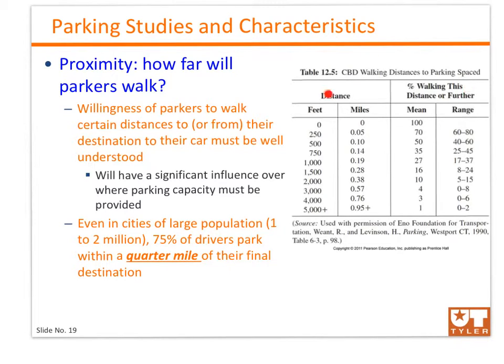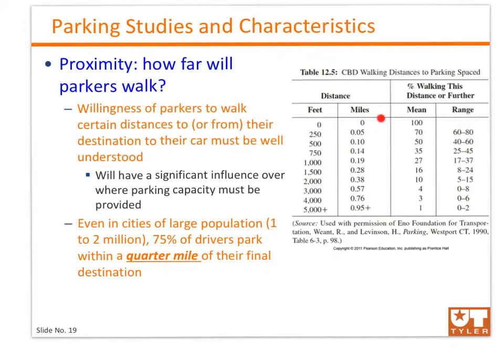So for example, let's take a look at this table here. This is Table 12.5, central business district walking distances to parking space. This is the distance of people walking to the parking or leaving the parking spot going to their destination, and this is the percentage of people walking this distance or further. What's the percentage of people that will be willing to walk this distance?